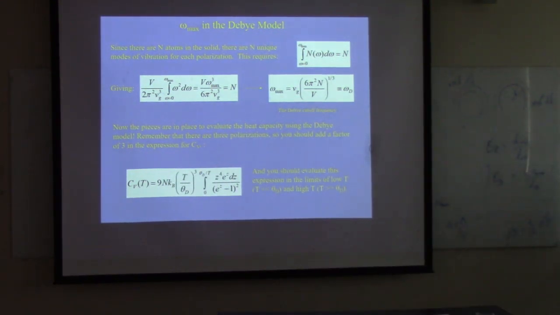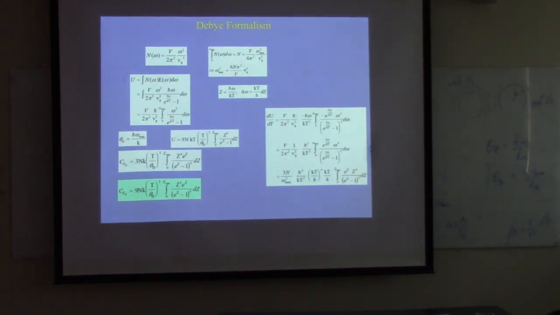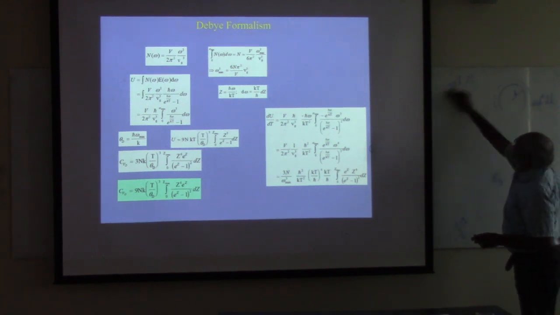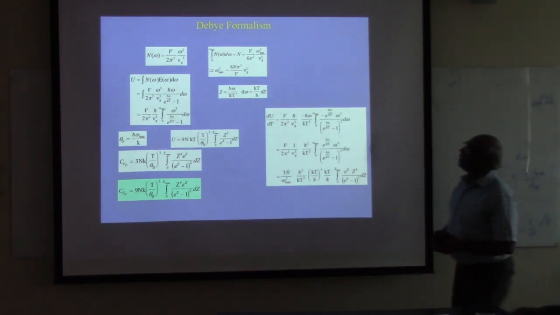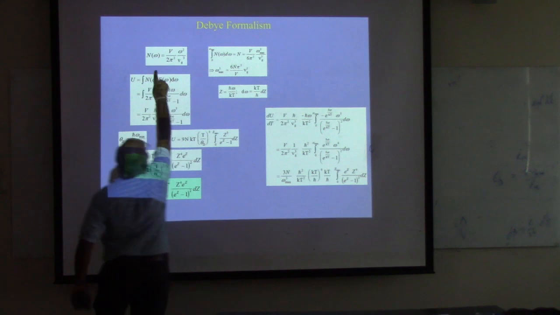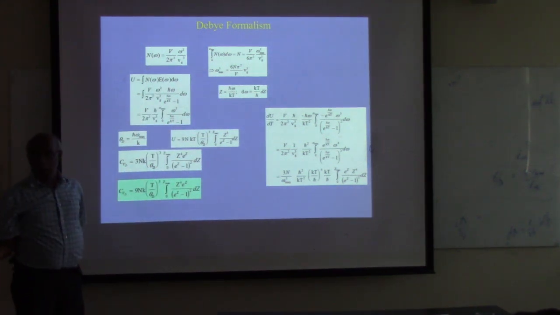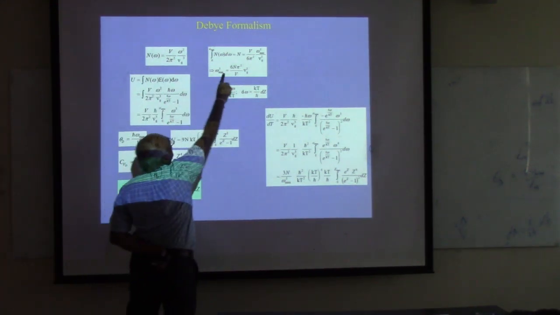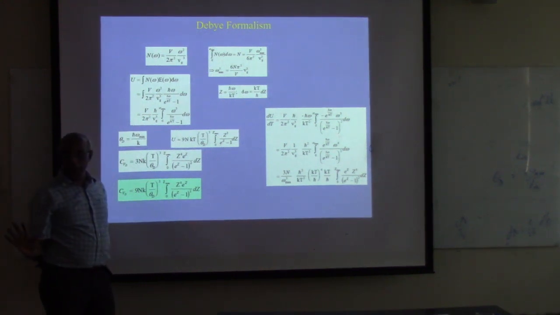But if you want to derive this from the beginning, I have even put it together like this. So is it clear for everybody? That is n(omega), and this is also fine for everybody. So you integrate, you get N.